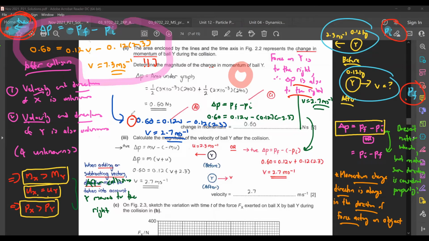Negative 0.6 plus 0.12 times 2.3, divided by 0.12. Sorry, you're going to get the answer of negative 2.7. But the question actually just wants magnitude, so the negative doesn't really matter. If anything, the negative here just tells you that your velocity is opposite to your sign convention. So it tells you quite a number of things. Let me just write this out. You're going to get negative 2.7 meter per second.